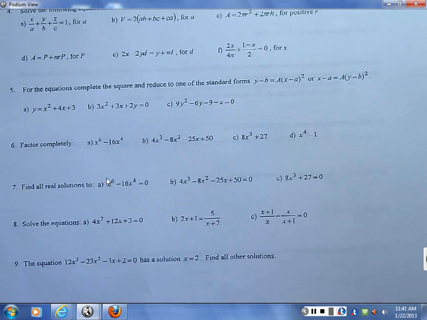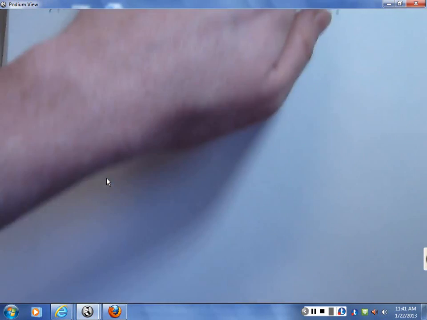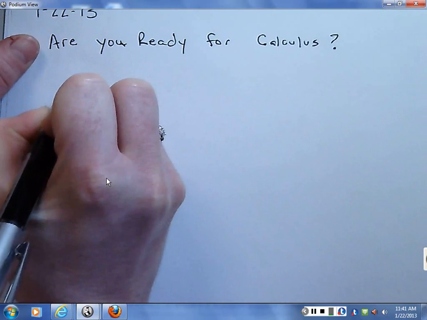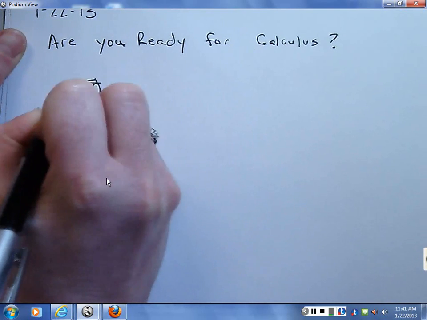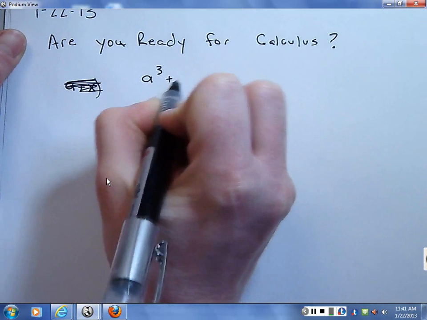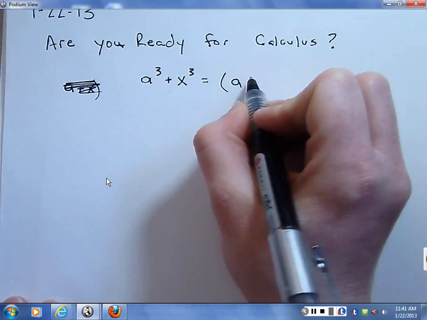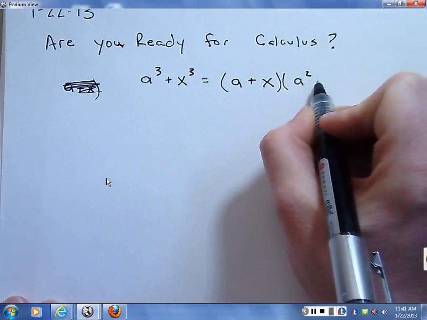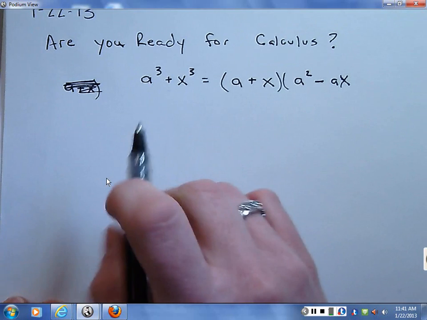So you might not recall the sum of cubes, but let's look at writing an example. So if I have a plus x, what do I want to do? A cubed plus x cubed. How does that factor? A plus x, a squared minus ax. So generally it's like a cubed plus b cubed, but for some reason I decided to use x, but don't let that throw you off.